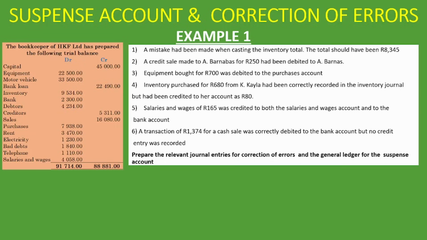And then here we are given information number 1 to number 6. And we are asked to prepare the relevant journal entries for correction of errors and the general ledger for the suspense account. So we're just quickly going to run through this example.